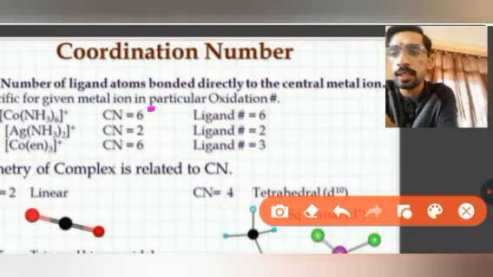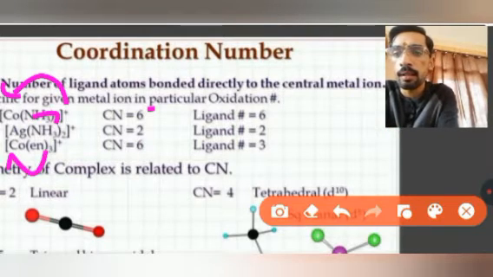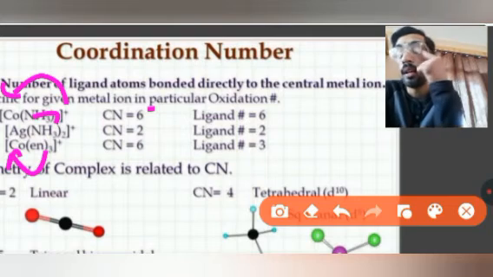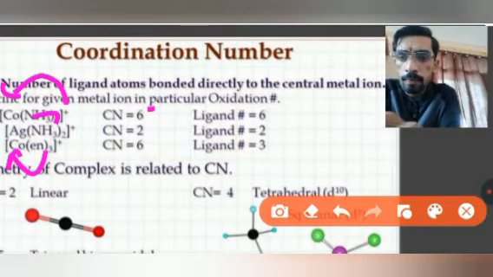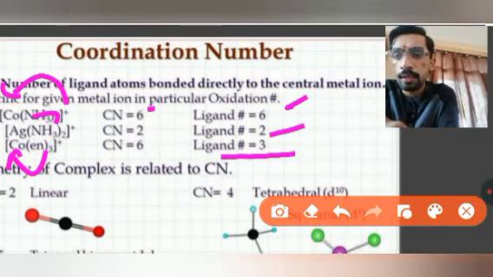6. Why? Because 6 ammonia are attaching to cobalt directly. Here 2 amine attached with silver. Here 3 ethylamine are attached. So that's why these are 3 ligand, 2 ligand, 6 ligand, whereas coordination number is this.